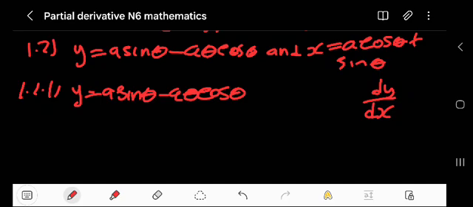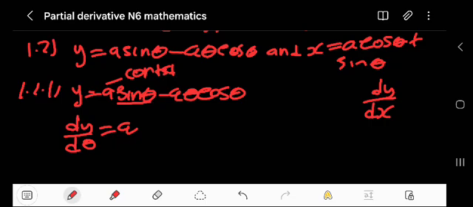I can say dy over d theta. Here a is a constant throughout. So since a is a constant, we simply have a, then what is the derivative of sine? We simply get positive cos theta. Then when we come here, we have minus here, no problem.